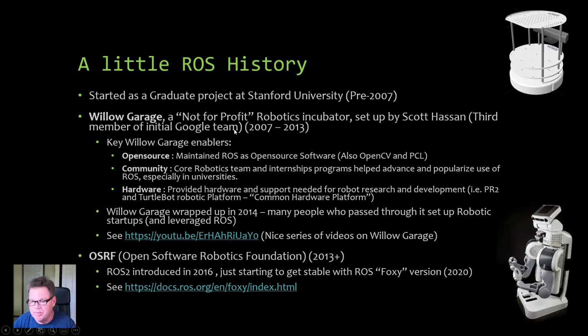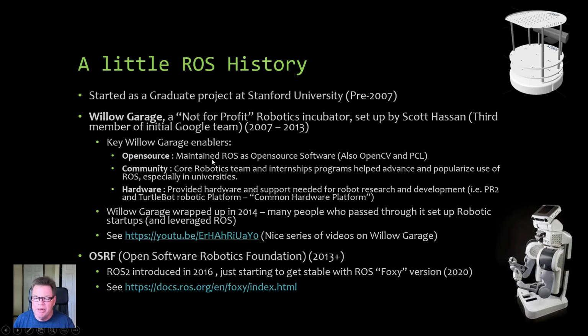There was an incubator set up called Willow Garage. That was actually set up by Scott Hansen, who was one of the members of the initial Google team. He was the third member. By 2007, he's a billionaire. Again, he came out of Stanford, so was really interested in robotics. So he wanted to set up this, and the key thing here is a not-for-profit incubator to investigate robotics. It was called Willow Garage.